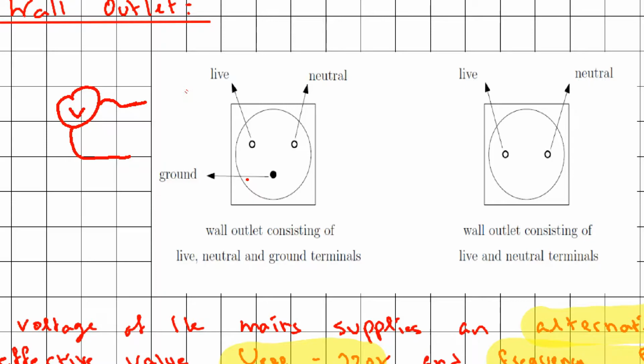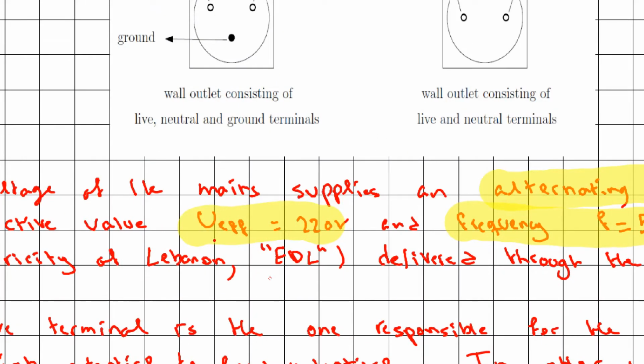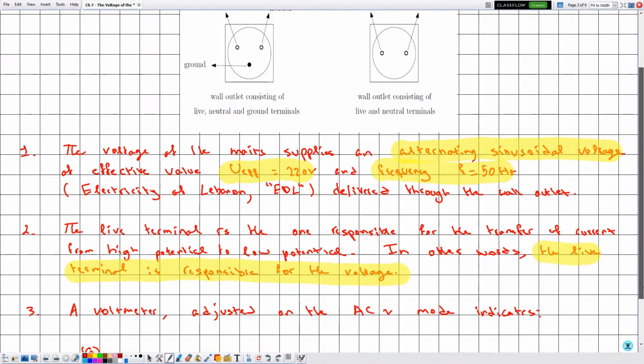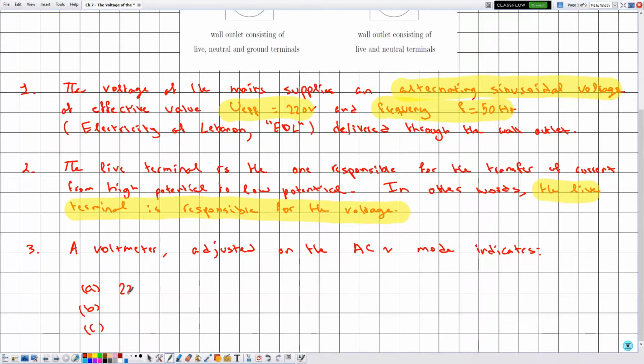Now let's take the first case here, because we are saying that the live is the one that causes the voltage. So suppose that we connect one of the terminals to the live and the other to the neutral. We expect that the voltmeter must indicate 220 volts, and this is because one of the terminals is connected to the live. As long as one of the terminals is connected to the live, then the voltmeter will indicate 220 volts, because we know that the voltmeter in the AC mode measures U effective. And let me say 220 volts if connected between the live and the neutral terminals.